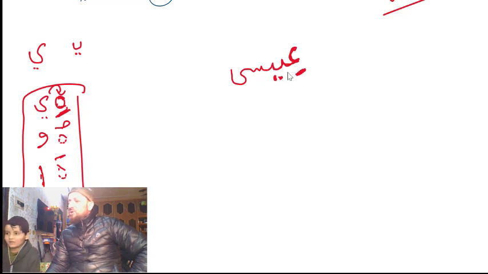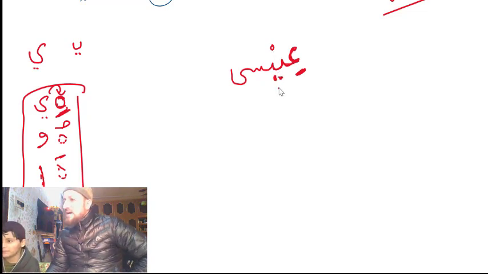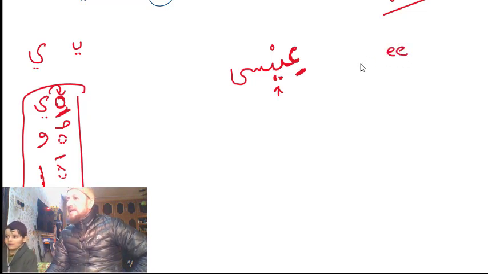So how do we recite it? E or I? E, because there is a sukoon on it. The ya has a sukoon in it, so that means the ya is not a ya, it's a vowel. So it will be like E.